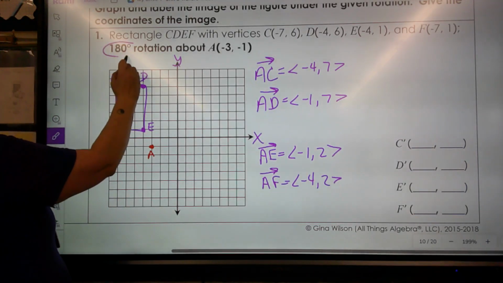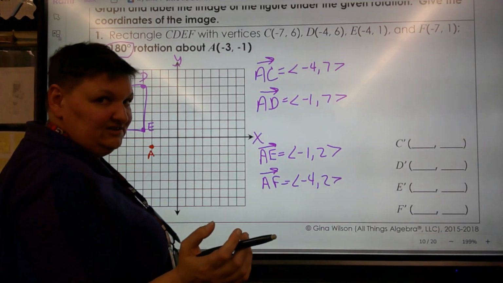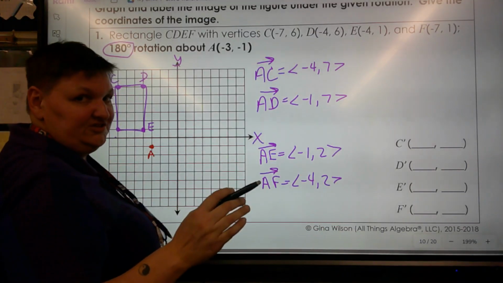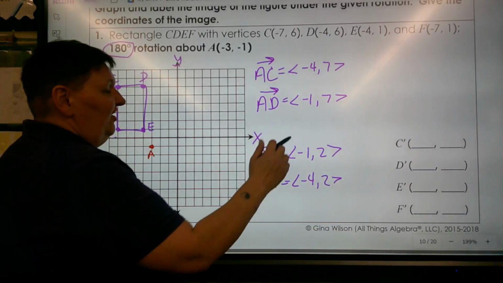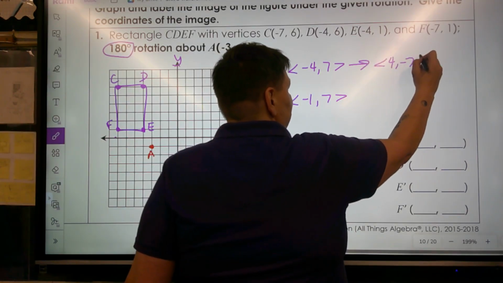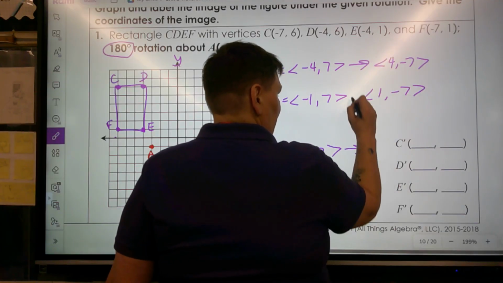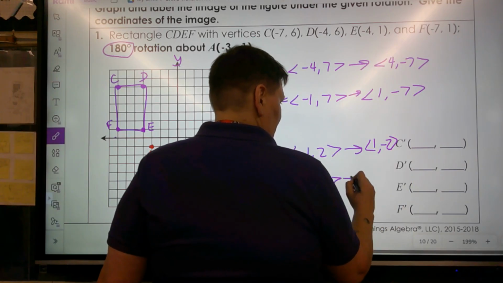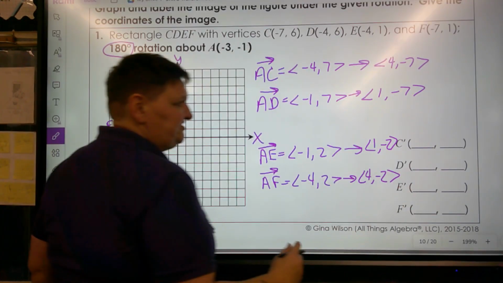Alright, and this time we're rotating 180 degrees. And we know the rule for rotating 180 degrees is to change the sign of X and Y. We're not going to switch them. We're just going to change their signs. If it's negative, make it positive. If it's positive, make it negative. That's it. Alright, that means our new vectors are positive 4, negative 7, positive 1, negative 7, positive 1, negative 2, and positive 4, negative 2. All I do is change the signs.